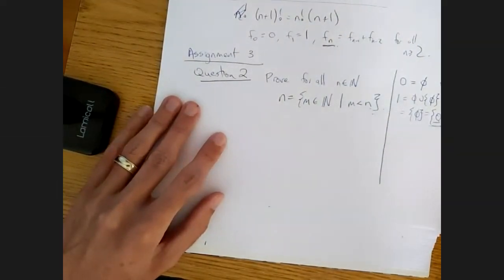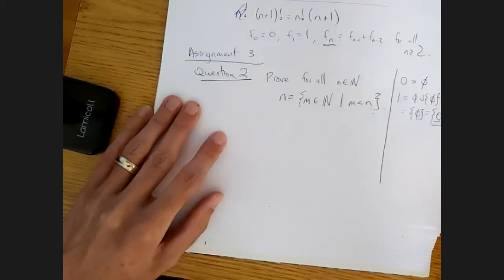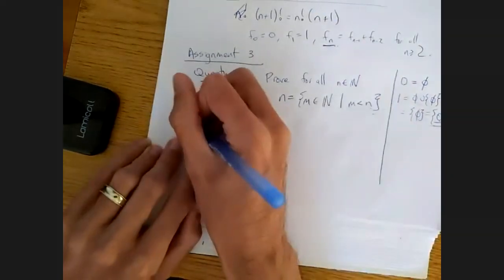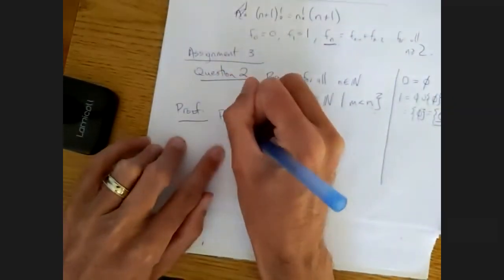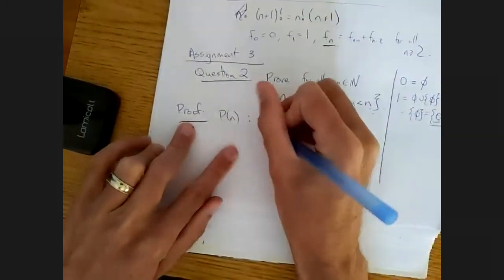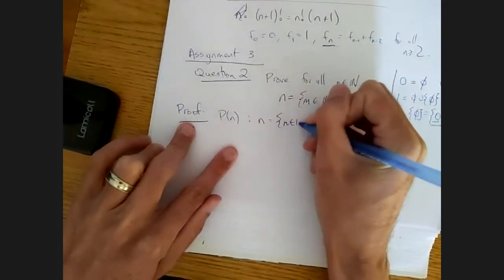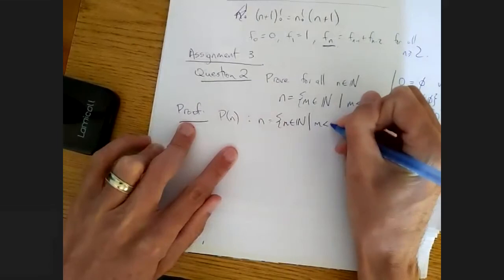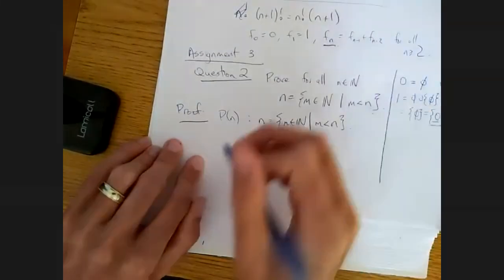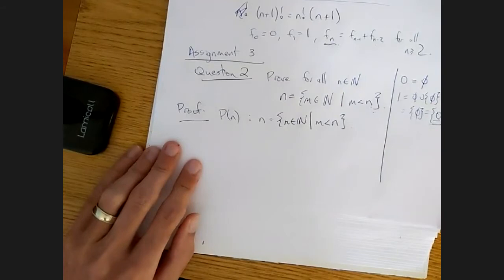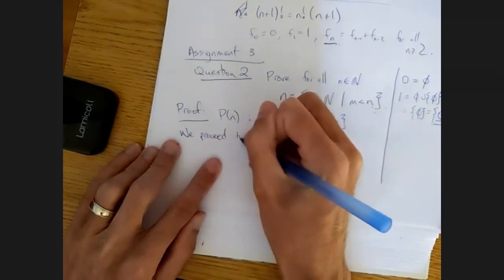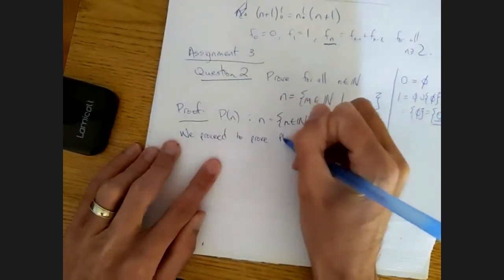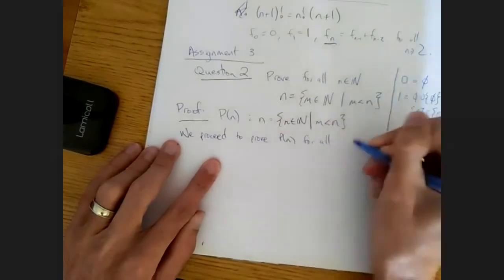Luckily, we can maybe do it by an induction proof. So let P of n be the statement that n equals the set of all natural numbers m such that m is less than n. And then I guess we proceed to prove P of n for all n by induction.